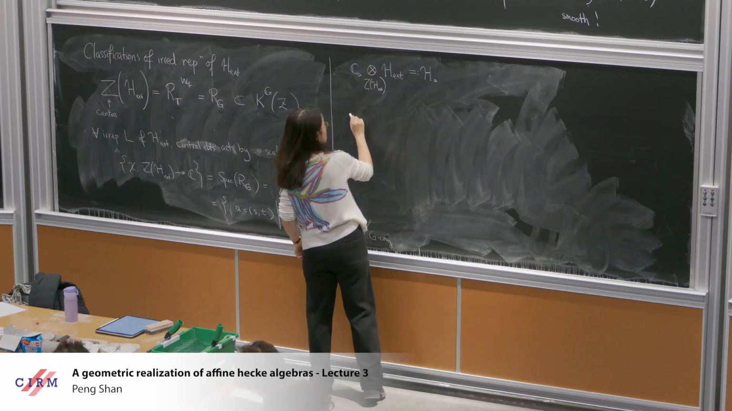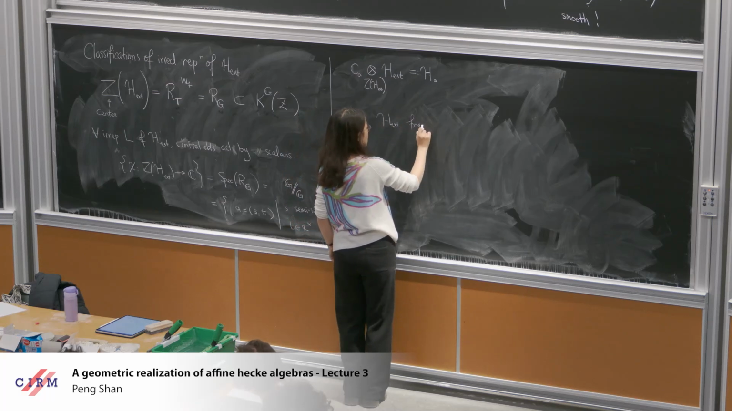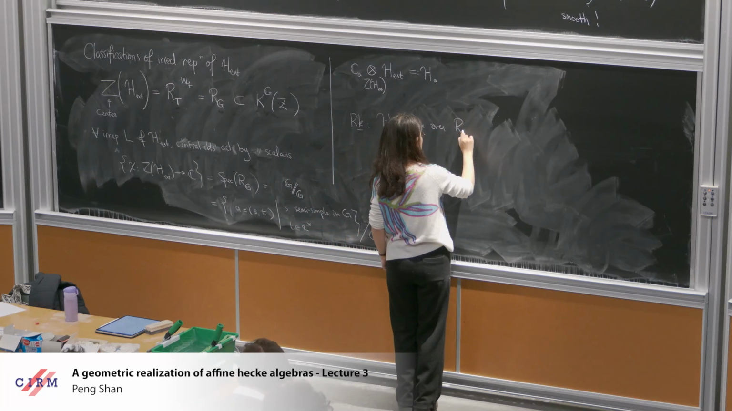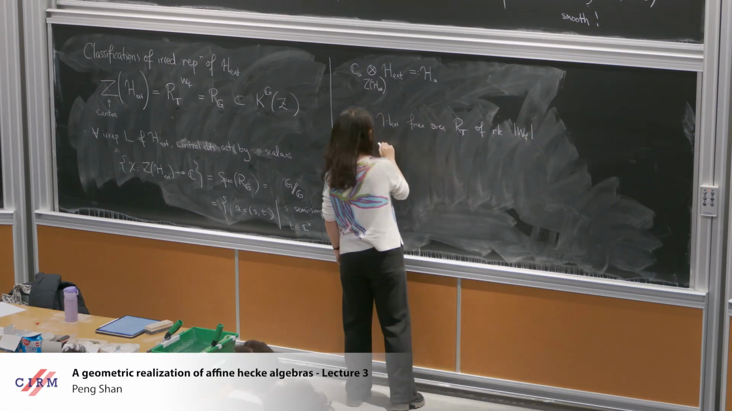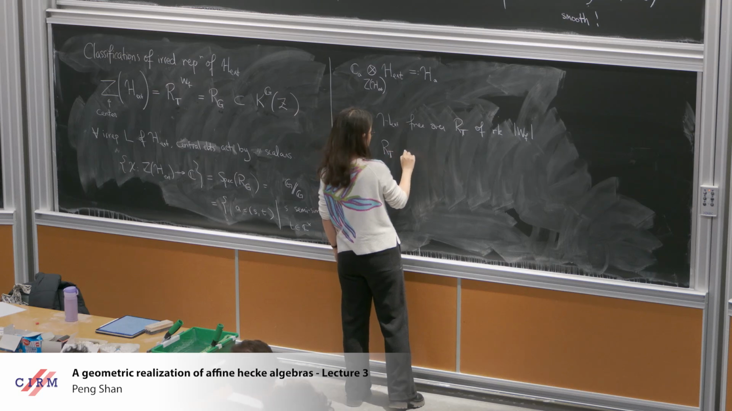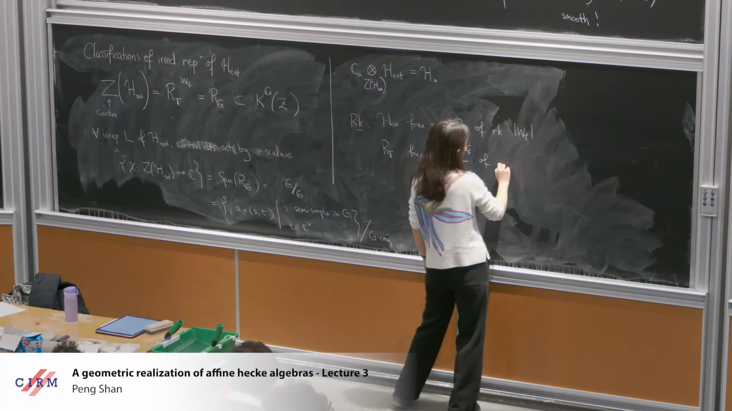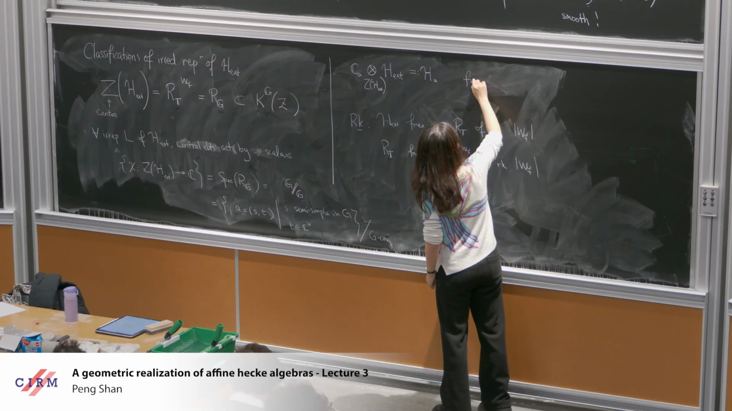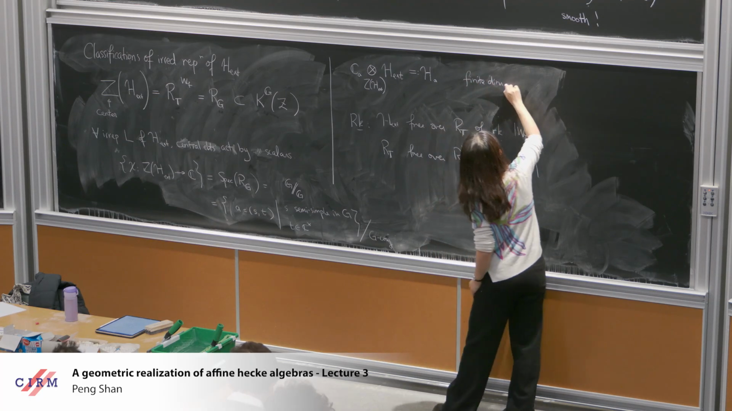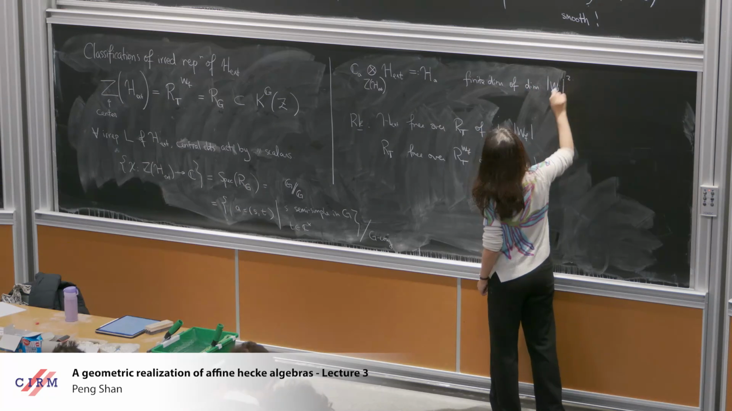Okay? So just a remark: we know that this is free over the polynomial part RT of rank equal to the cardinality of the finite Weyl group, WF. And then RT, by Chevalley's theorem, is free over RT WF-invariants of rank WF. And so in total, this is a finite dimensional algebra of dimension WF squared.